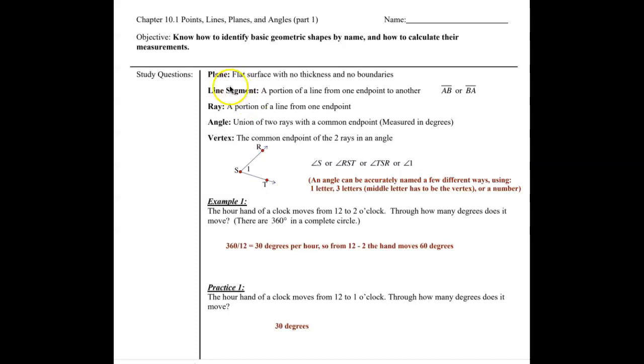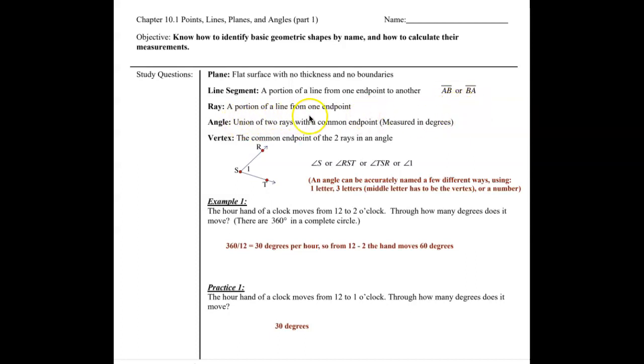So we're talking about planes, right? A flat surface with no thickness, no boundaries. A line segment, a portion of a line from one endpoint to another. So here you have two different ways you can name the same segment. You could call it segment AB or segment BA. You're basically naming it based on the endpoints. On one end it would have point A, on the other end point B, and you could call it either segment AB or segment BA.